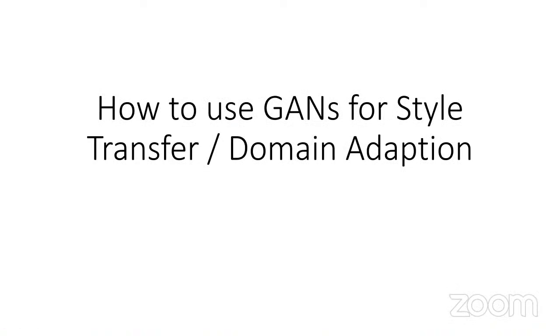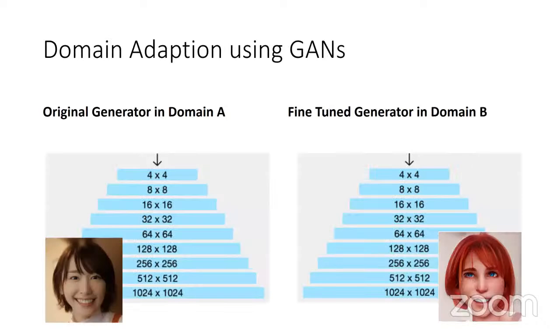One last thing is how to use GANs for domain adaptation. You have one original generator in domain A that generates regular faces, such as this person on the bottom left. What we want to do is fine-tune the generator so that it outputs similar faces, but in a different domain, for example this cartoon domain, what you see on the bottom right.